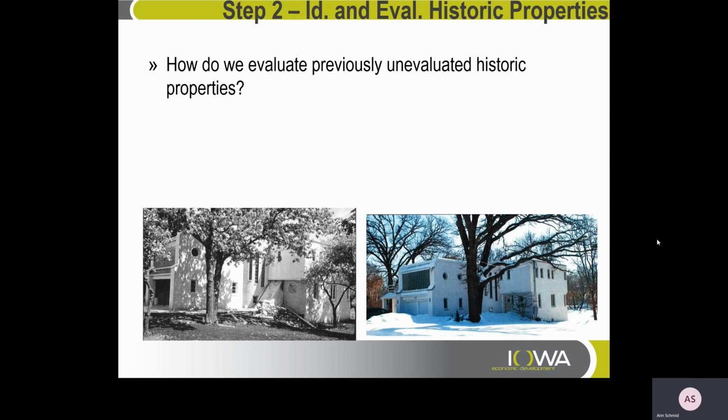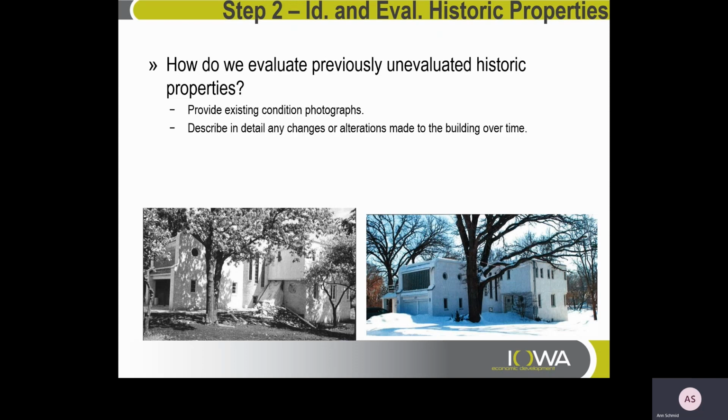When we look at previously unevaluated historic properties, we want to look at existing conditions and maybe compare them to historic photographs, if we have them, of the time of construction to really document any changes or alterations that have been made over time. We need to document deterioration of materials or substantial visible changes that have occurred, such as window infill or additions or modifications to buildings.